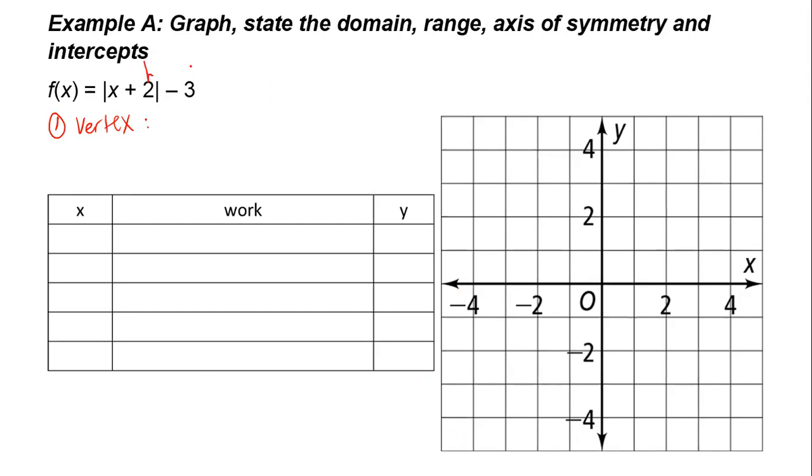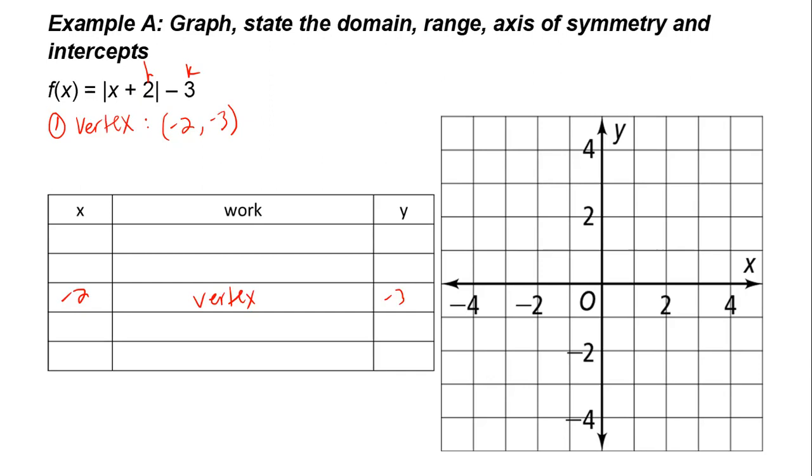So we have H and we have K. Remember, our X is a liar. It looks like it's positive, but it's actually a -2. So our vertex is at -2 and -3. So that's going to be the center of our table, -2, because that's where our vertex is. And its output is -3.